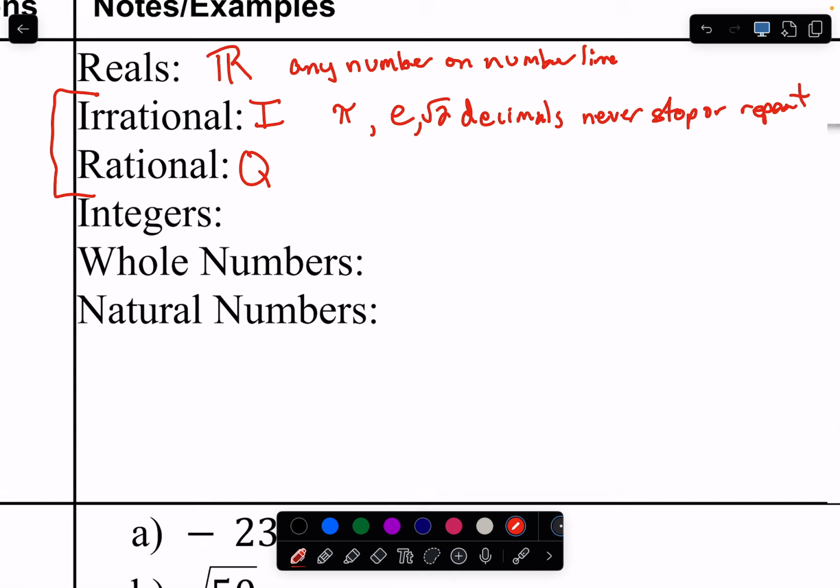Okay, so once they're irrational, we're kind of done describing that set. There is a type of irrational numbers, if you go into upper level math, called transcendental ones. Those you wouldn't explore in a high school class, but if you ever take math in college, you might. Now, what's Q? Q is a rational number. It is any number that can be represented as a fraction.